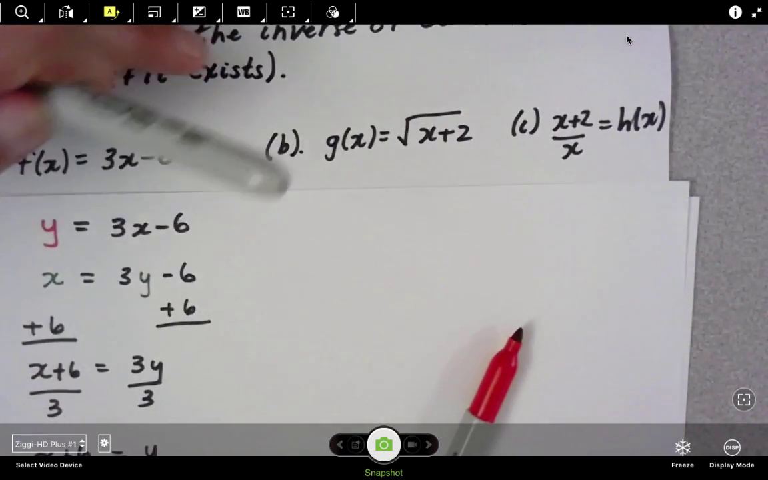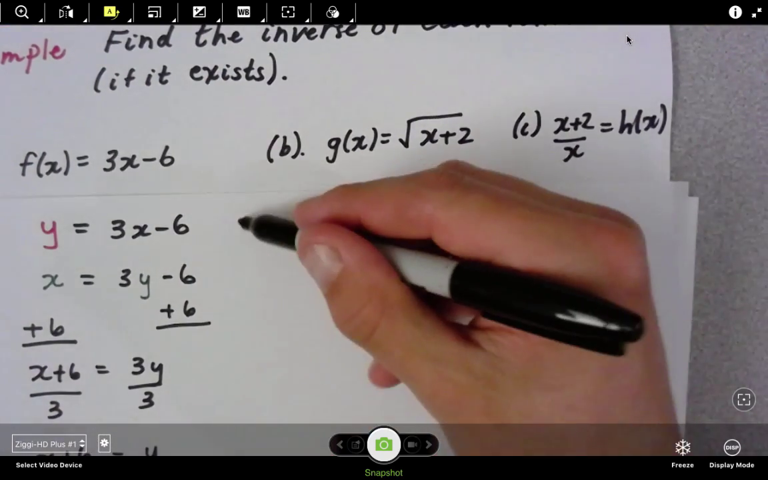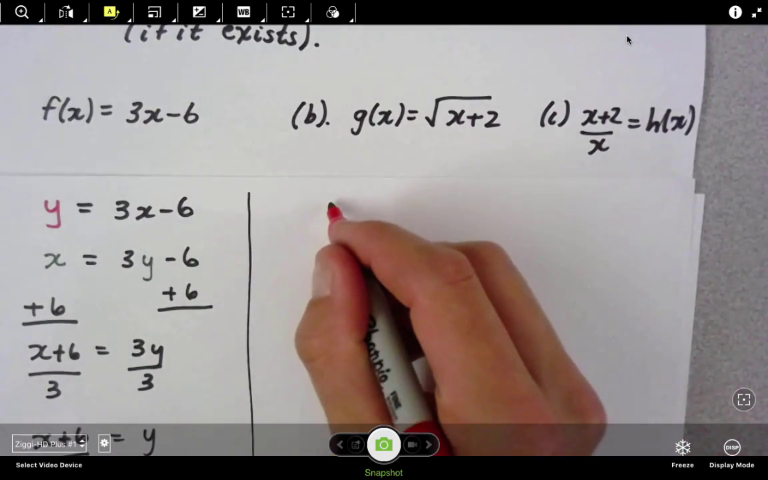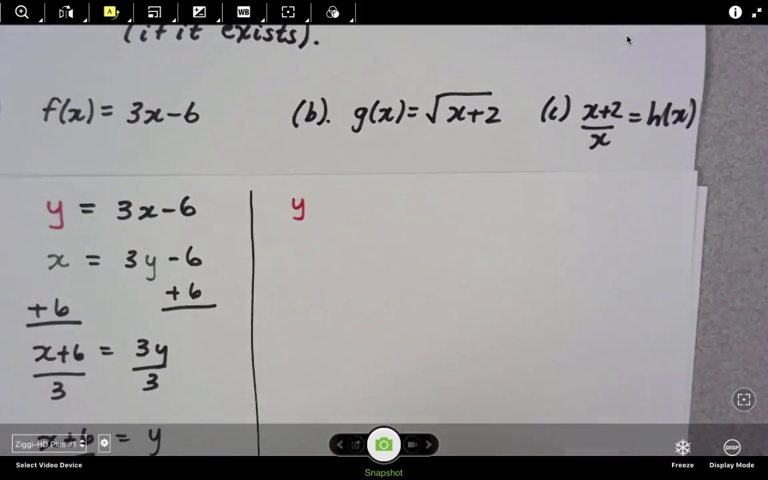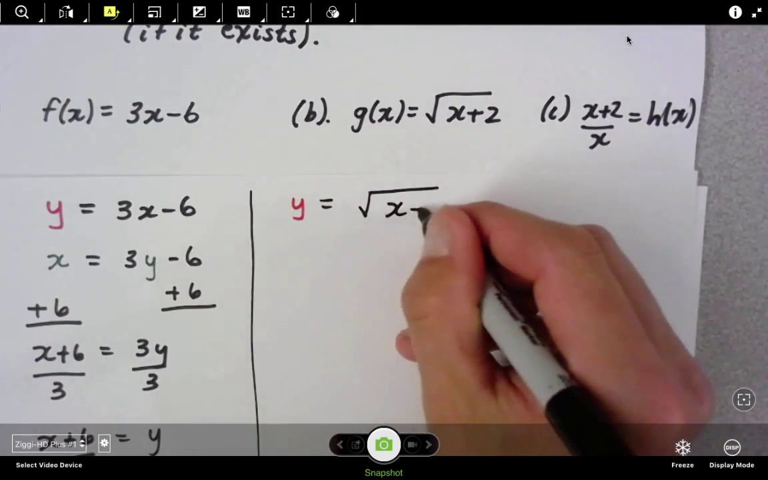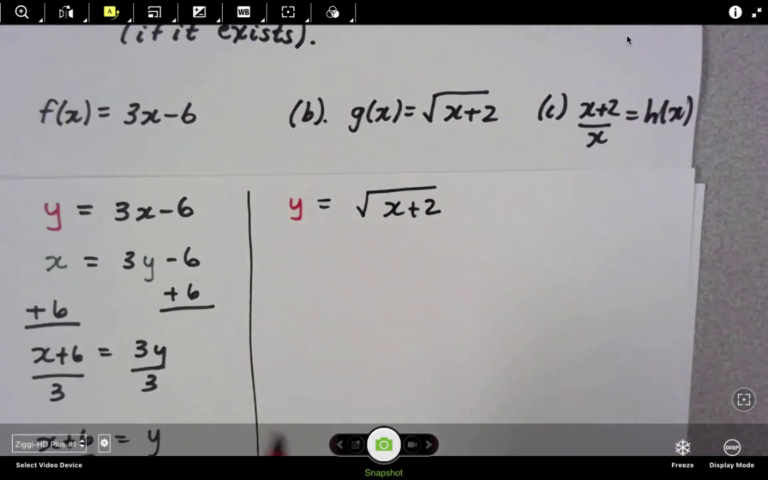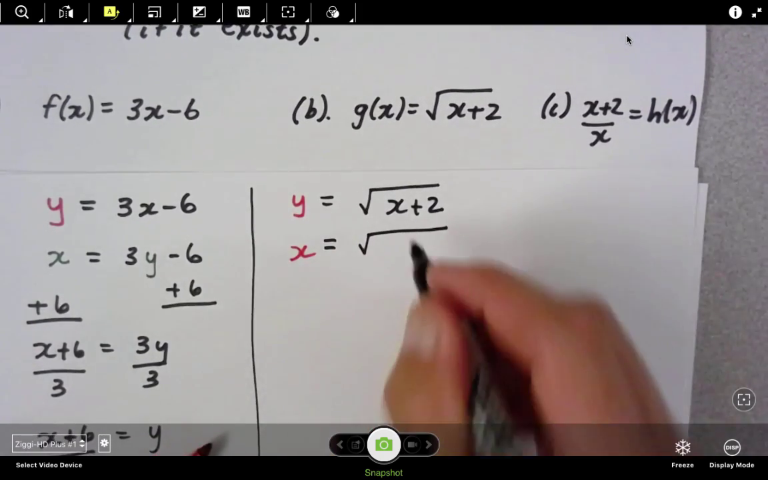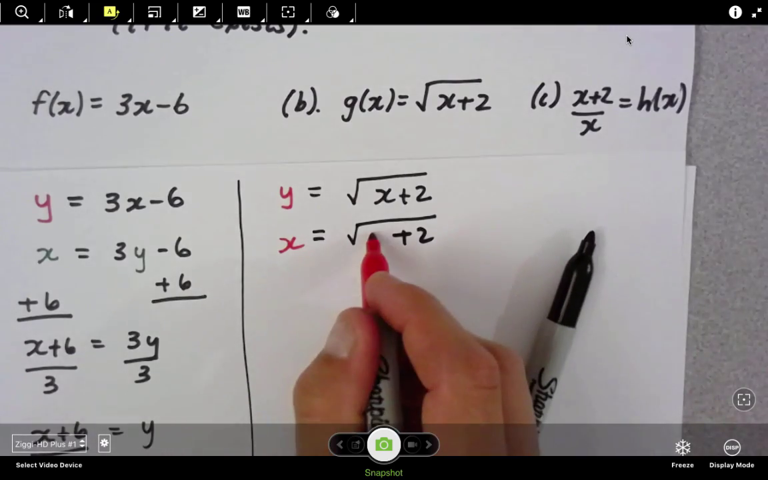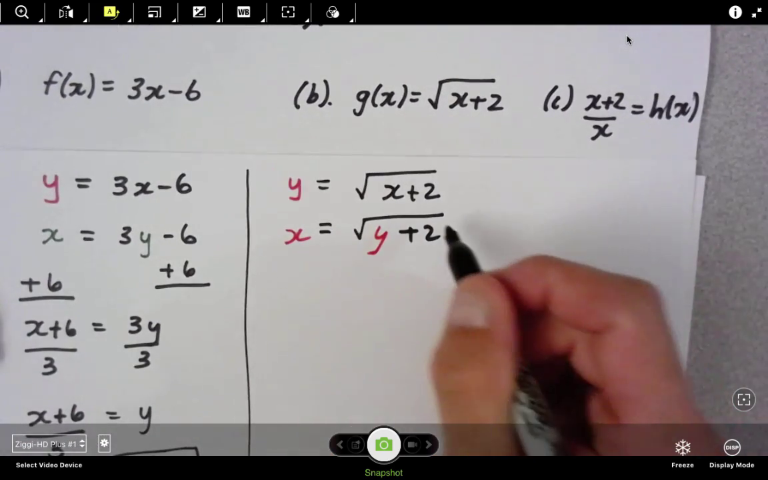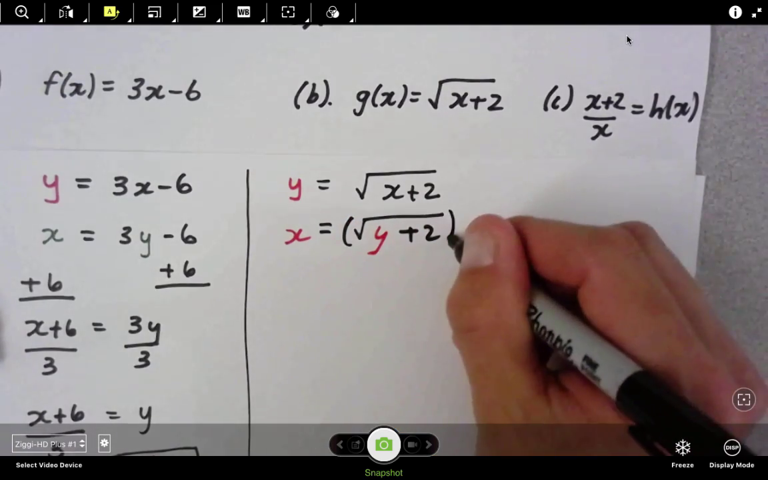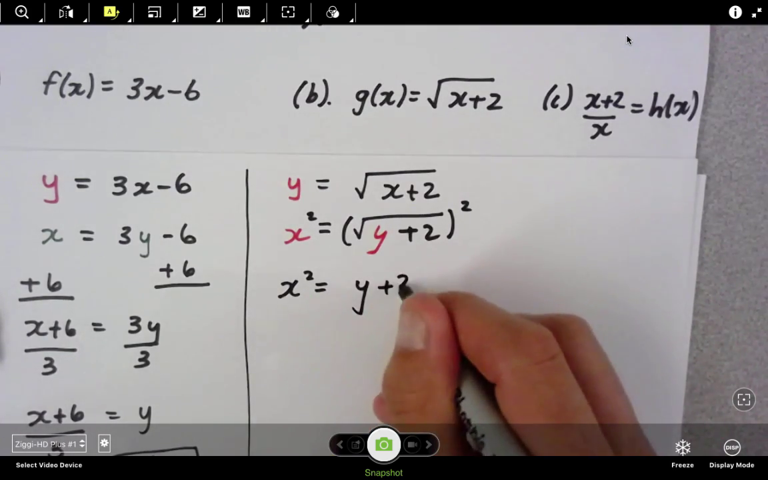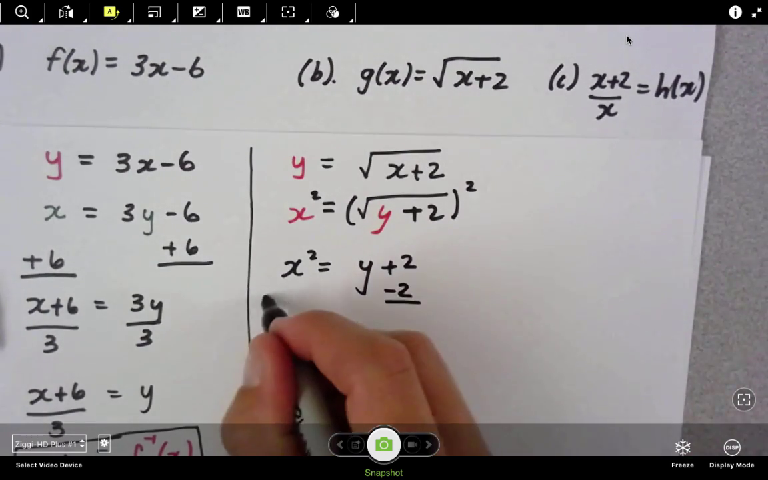Okay, so let's look at example 2. Our example 2 is a square root function, and it's g of x. So g of x is going to get replaced with y, so we're going to say y equals the square root of x plus 2. Then we switch x and y, so x switches with y. Now you have to resolve that equation for y, but y is under the square root, so I'm going to go ahead and square both sides. So I'm left with x squared equals y plus 2, and I go ahead and subtract 2 from both sides.